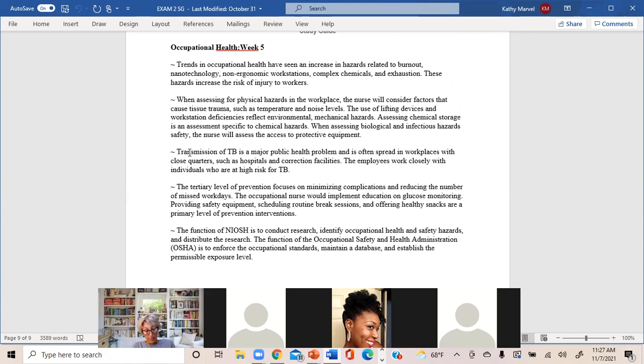Right. And let's talk about physical hazards. When assessing for physical hazards, what are physical hazards? Right? Things that cause, say, tissue trauma, such as noise levels, extreme temperatures. The environment's hot, the environment's cold, the noise levels. Lifting devices. Right? There's a lot of lifting injuries in the work setting.